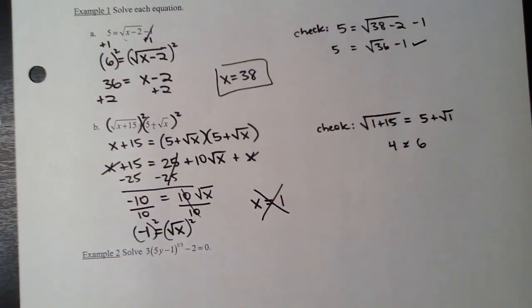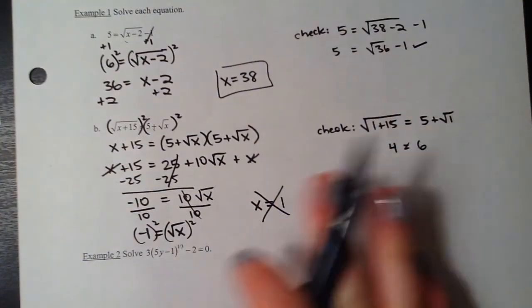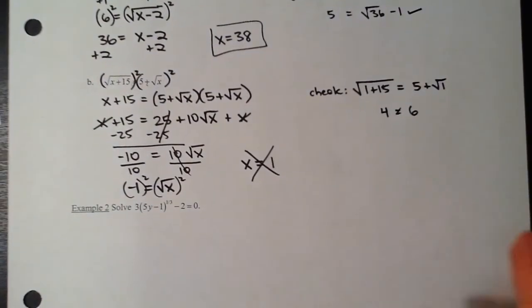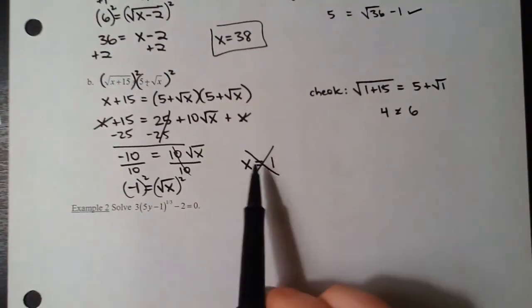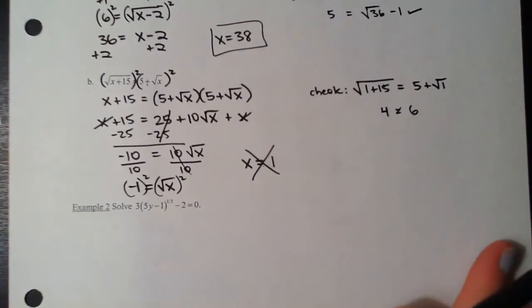So if you ever come up with an extraneous solution, leave it written, leave all the work written, just put a big X through it to show that you've done the check to see if it works, and it turns out it doesn't. So that's how we demonstrate that we came up with an extraneous solution.